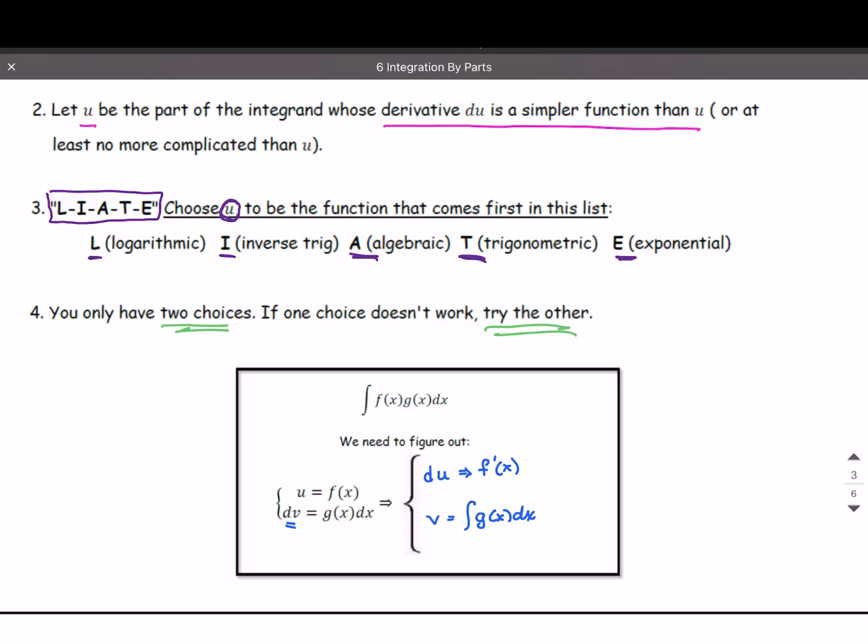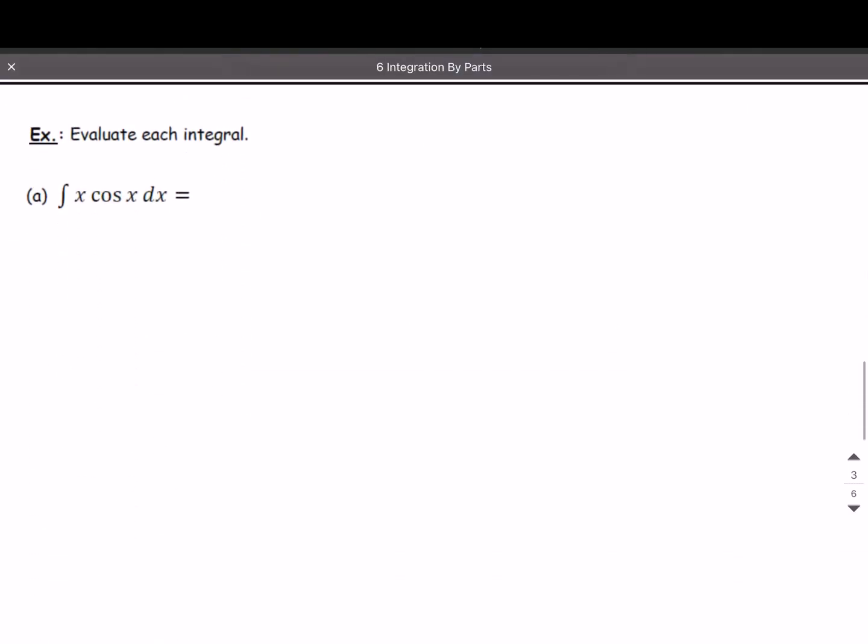Let's try a problem and see if it makes sense. The first thing I'm going to do is put our rule for integration by parts here: the integral of u dv equals u times v minus the integral of v du. And remember our little acronym, LIATE. So when we look at the integral of x cosine x dx, do we have a log? Nope, no logs.